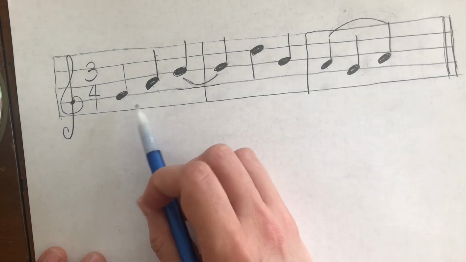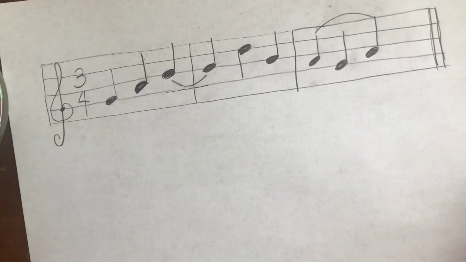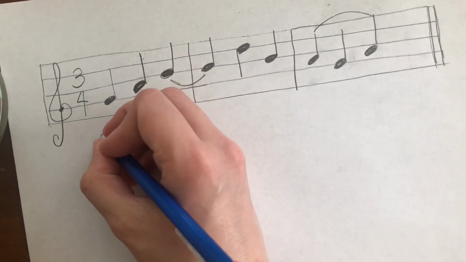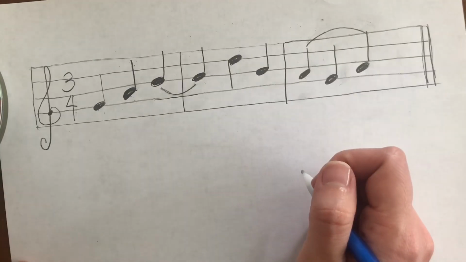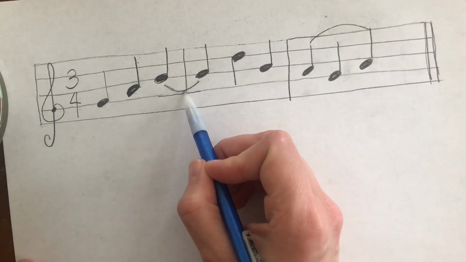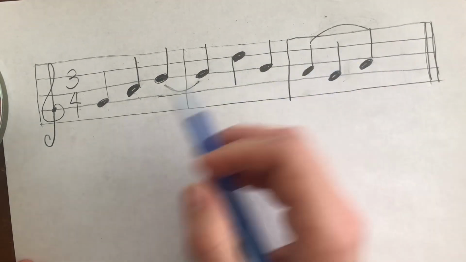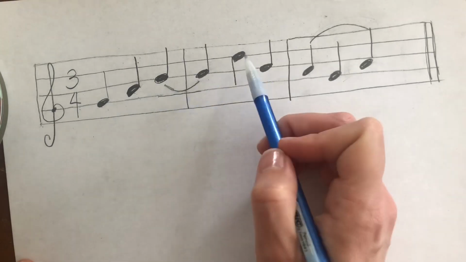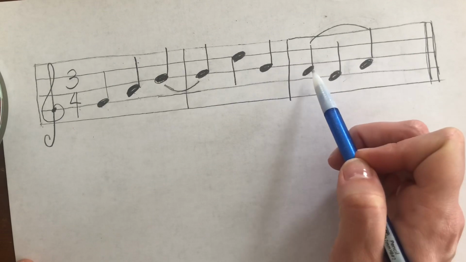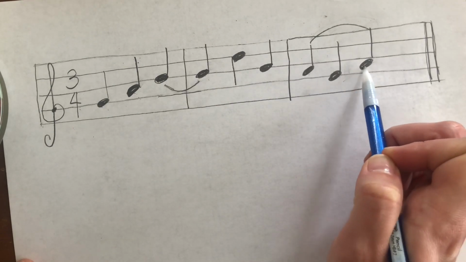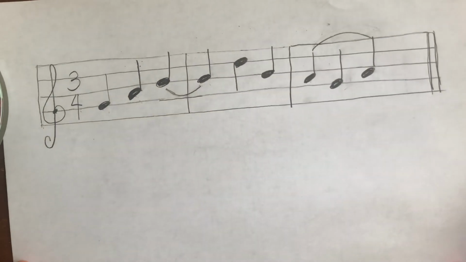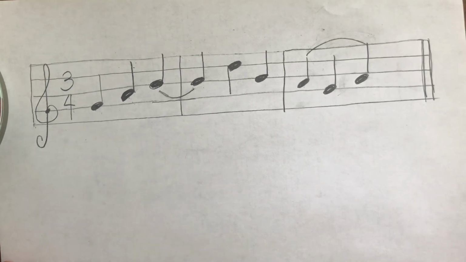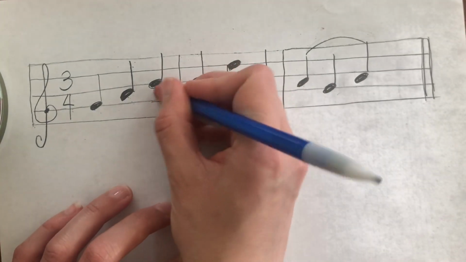So if I'm going to sing this song, I'll sing it on Loo. This is how the song would go with the tie and the slur. Loo, loo, loo, loo, loo, loo.